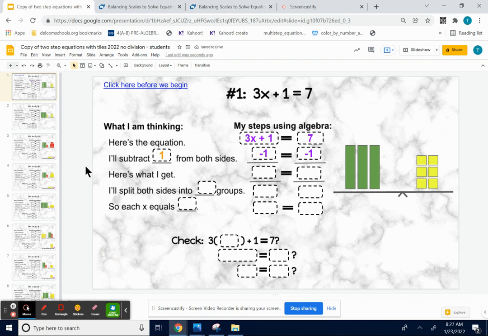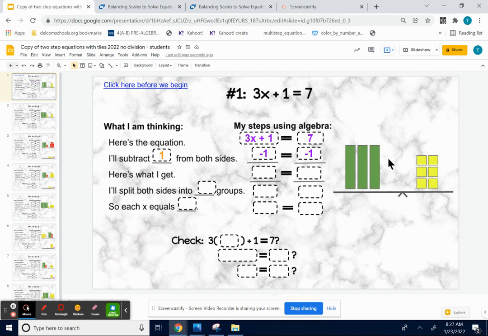Okay, so I'm thinking about what I'm thinking in my head over here on the left column, and in the middle, I'm doing my algebra. Okay, the next thing you see, here's what I get. Okay, now look at your picture. What do you get? What do I have now?